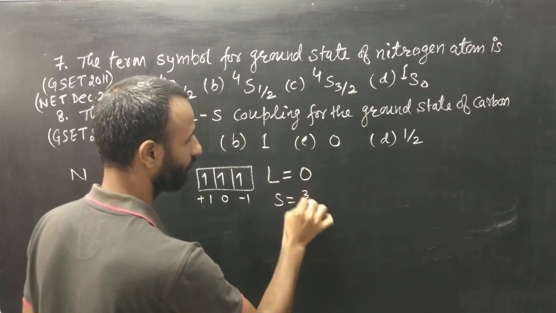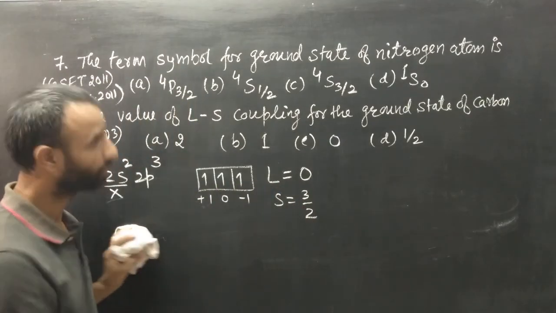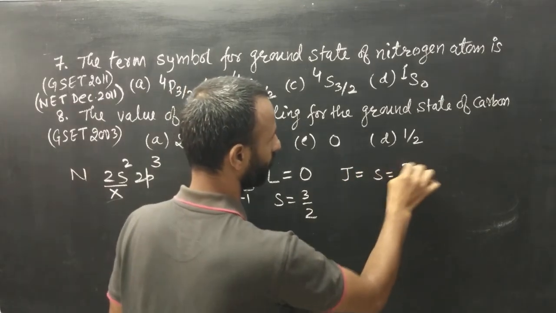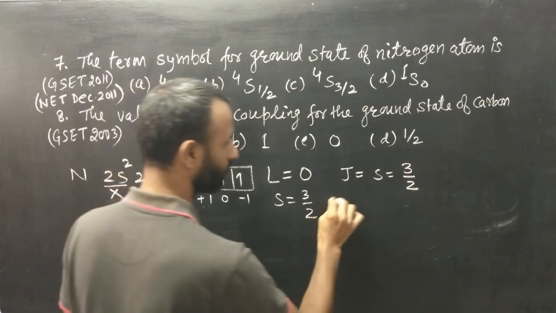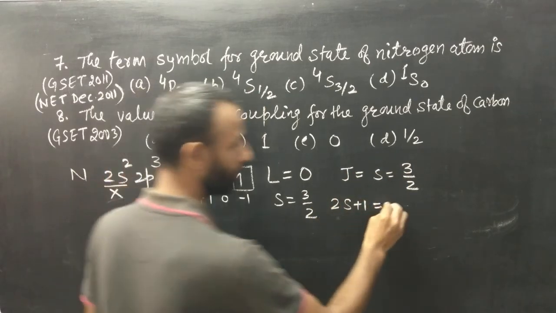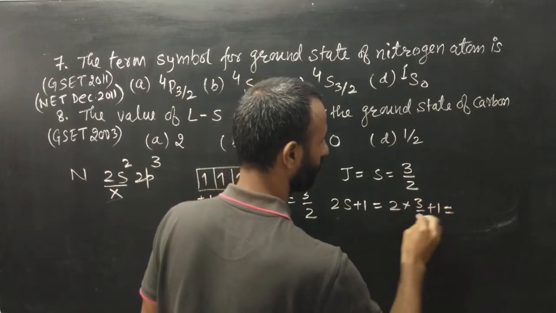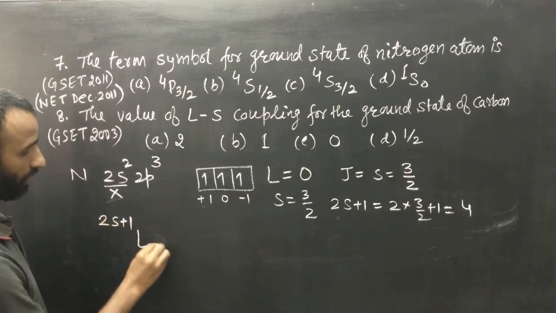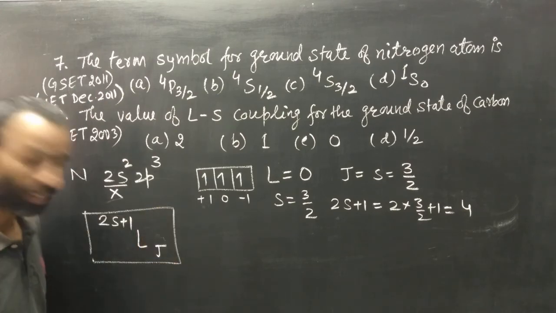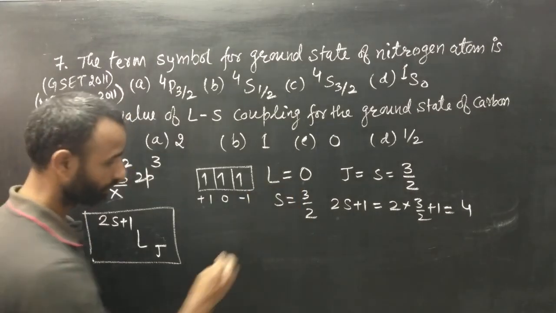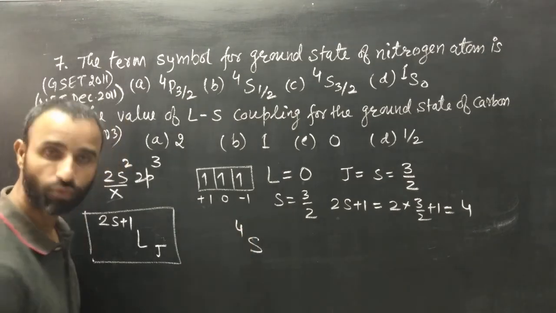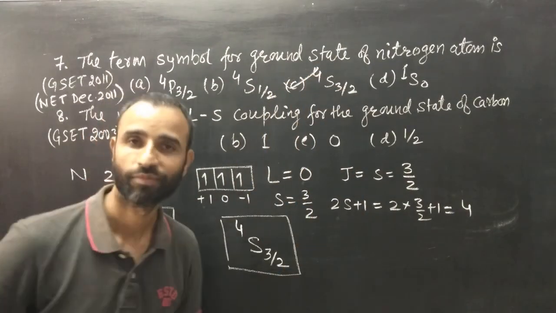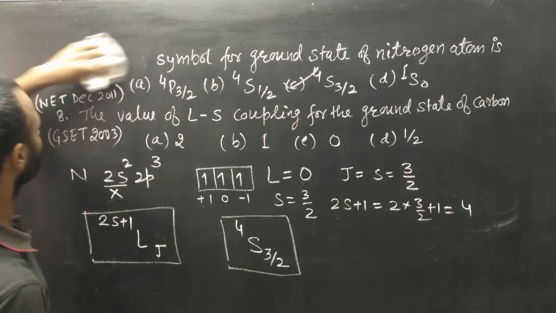And what is S? Again 3 by 2, 3 into 1 by 2. At the same time, it is exactly half filled, so J is equal to S only, that is 3 by 2. And what is the spin multiplicity? 2 into 3 by 2 plus 1, that is 4. And 2S+1 L J is the term symbol. What is L? 0. That means S term, 2S+1 is 4 and J is 3 by 2. So 4S 3 by 2. Done? This is a question from GSET 2011.